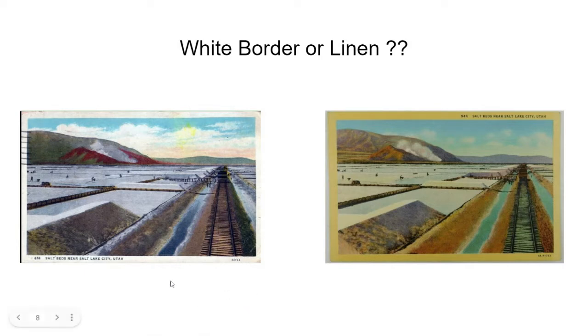Right here, we have the exact same art used for two different postcards from two different eras. These postcards were probably printed close to 20 years apart from each other. Maybe not quite that long, but almost. Same view, same angles, same art. On the left, we have a white border postcard. On the right, we have a linen postcard.